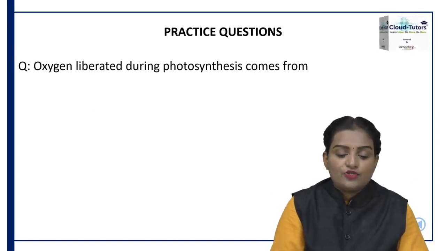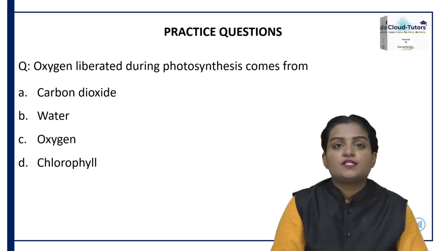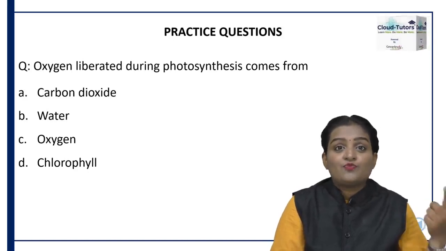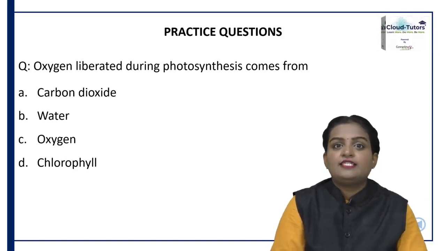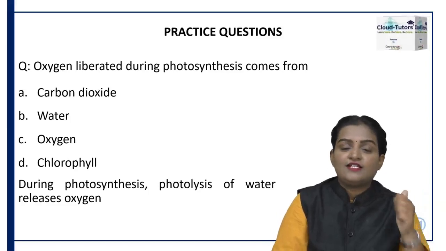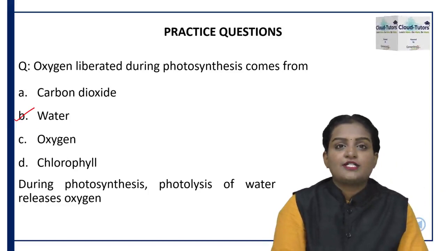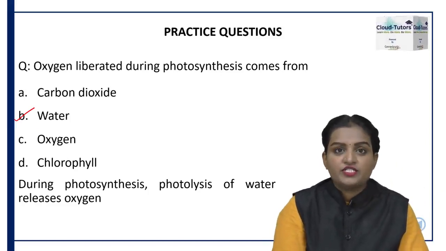Oxygen liberated during photosynthesis comes from: options: carbon dioxide, water, oxygen, chlorophyll. We know that upon splitting of water, we get the oxygen. So the photolysis event will lead to oxygen liberation. So the answer is water.